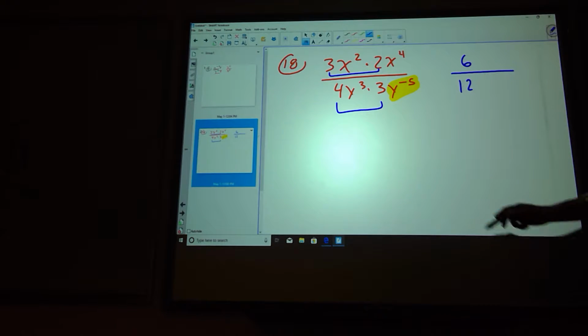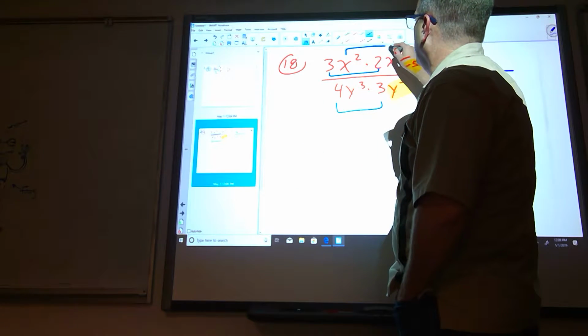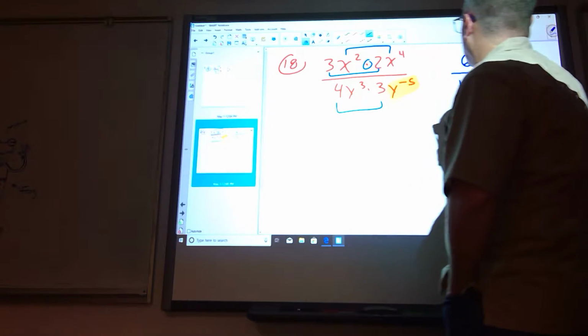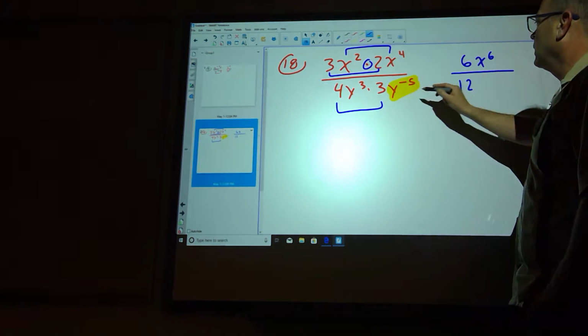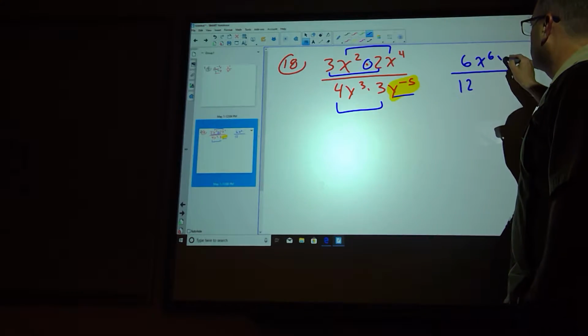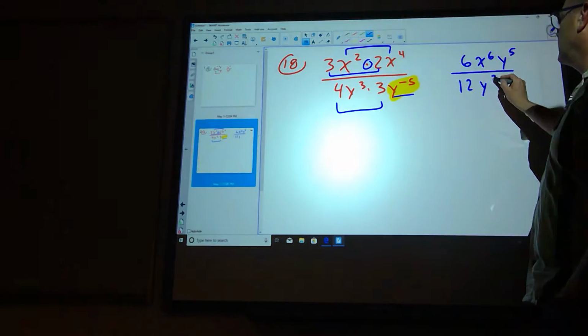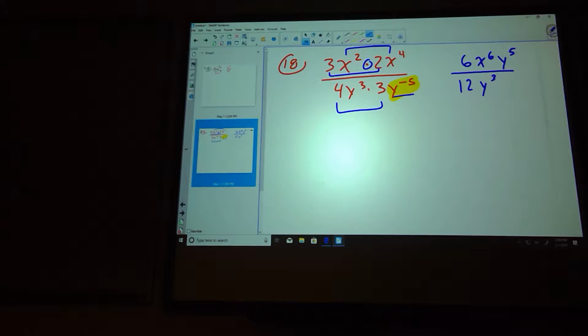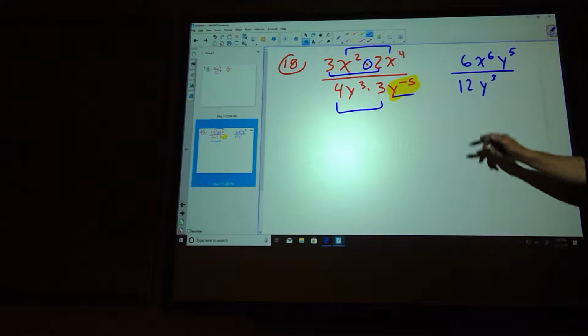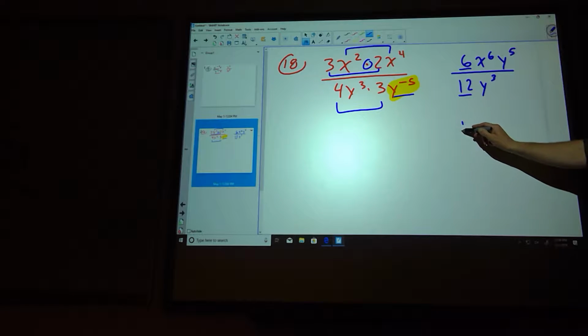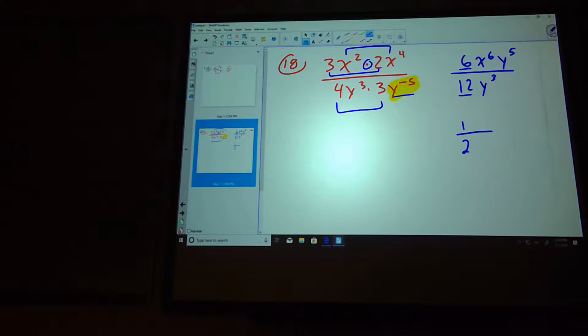And then the x squared and the x to the fourth, being we're multiplying, we're going to add the exponents there. This wants to move up. And then that stays down there. Now the problem's not done, but do you feel comfortable with the arithmetic that we did? Okay, so it looks like I could reduce 6 and 12. 6 over 12 reduces to 1 over 2. Is that okay?